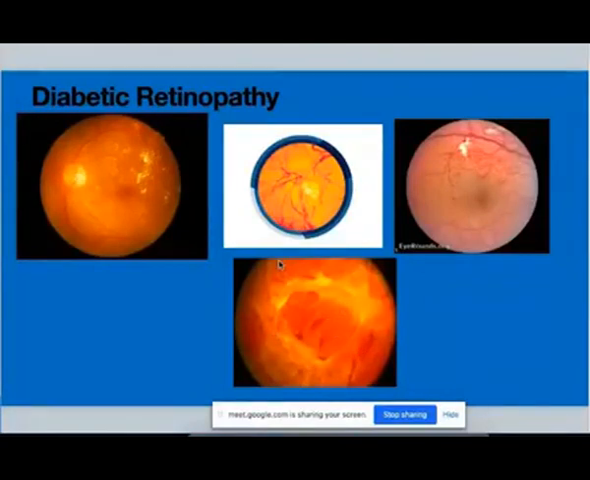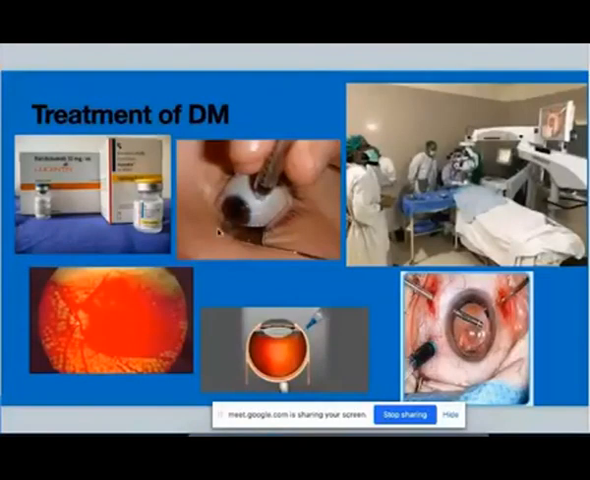We want to treat them in this phase or very early in this phase, and that is done by repeated follow-ups to the retina clinic, repeated injections into the eye, and laser. Laser is very, very important in preventing these things. So we do so much of therapy for diabetes mellitus that I have a lot of pictures.